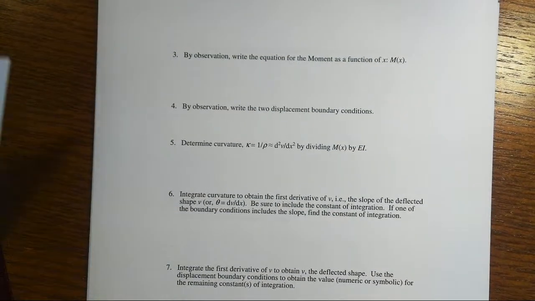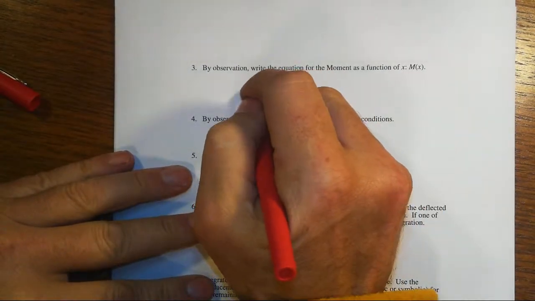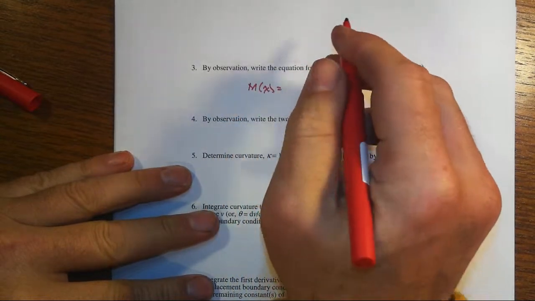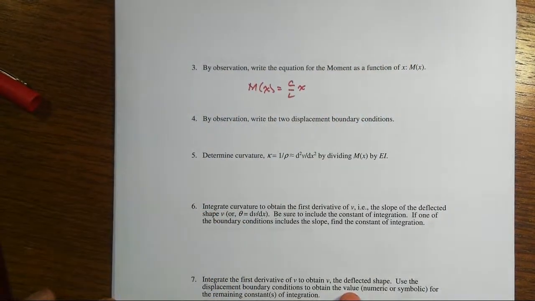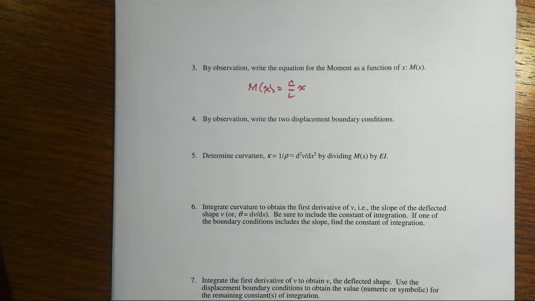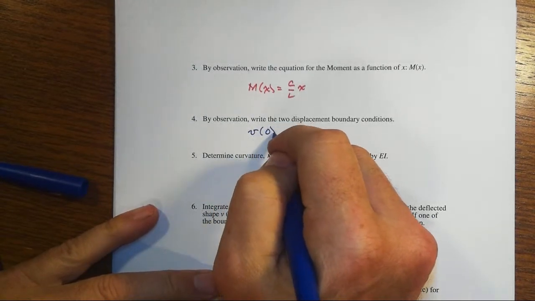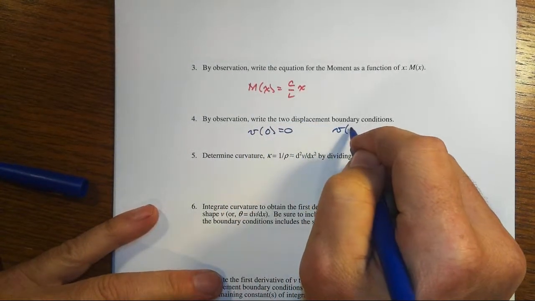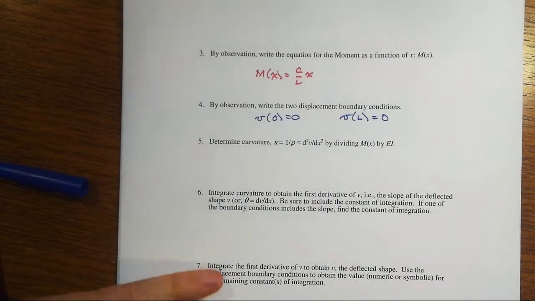Alright, so now we've already done this step by observation. The moment function M of x is equal to C over L times x. And by observation, the two displacement boundary conditions: V at x equal to 0 is equal to 0, and V at x equal to L is also equal to 0. And now, away we go.